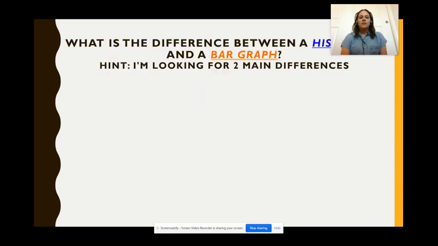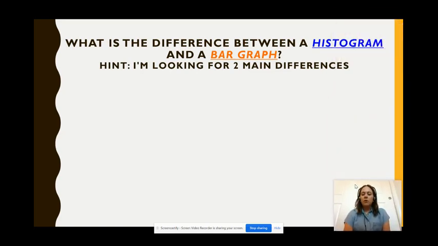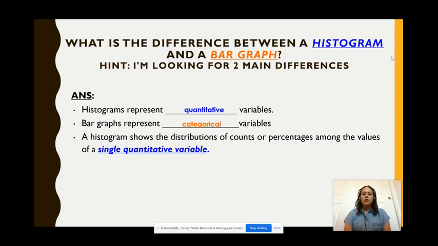Okay, so we're going to shift gears now to histograms. We've talked previously about bar graphs, and histograms and bar graphs are very, very similar. There are actually two, I would say, main differences between them. Histograms represent quantitative variables, while bar graphs represent categorical data. Histograms show the distribution of counts or percentages among the values of a single quantitative variable. I mentioned that because we will talk about two quantitative variables later. And they are drawn with no spaces between the bars.